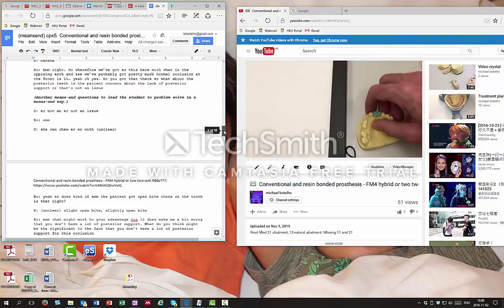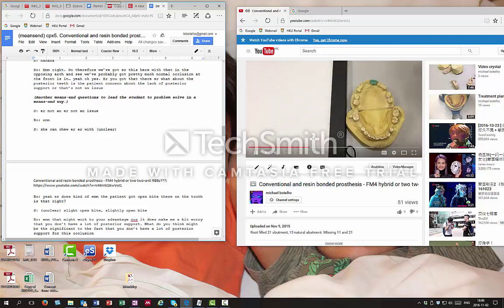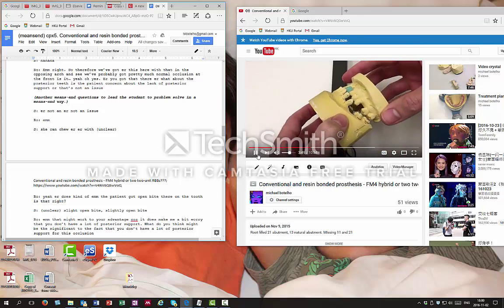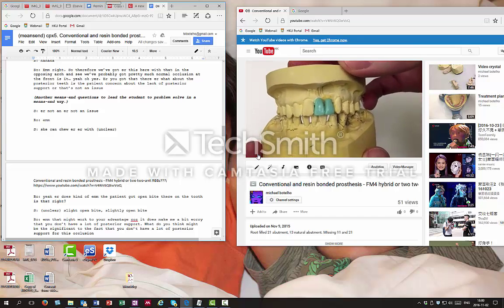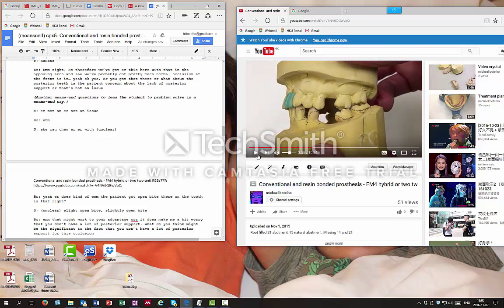Right, so therefore we've got this here with that in the opposing arm. So you can see we've probably got pretty much normal intelligent faults. Is that something more? Yeah, okay, yes. So we've got that there. So then what I've done is I've just defined what I can see, just to summarise what I hope he already knows. What about the posterior teeth?